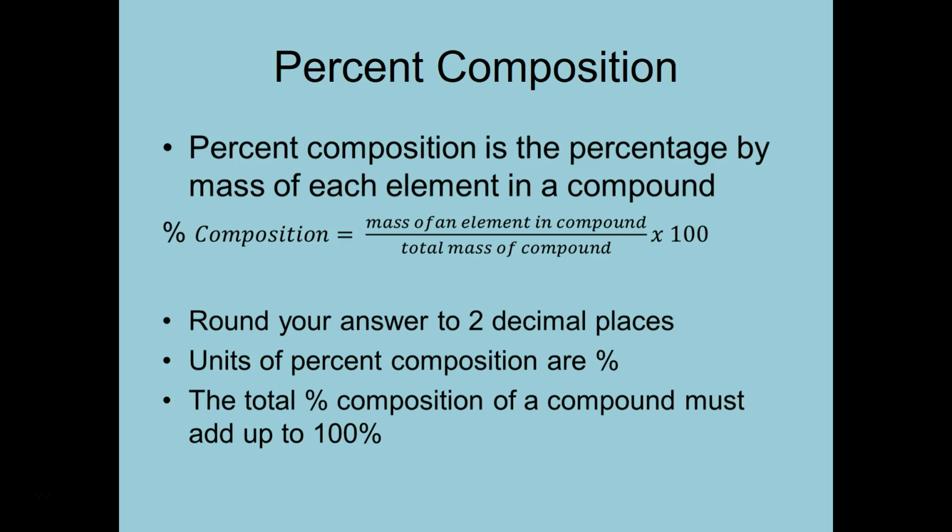The units of percent composition are percent, pretty easy to remember, and the total percent composition of a compound must add up to 100. This is an easy way to check your answer to make sure that you at least have a chance of getting it correct, because if your answer doesn't add up to 100, you 100% know you're wrong.